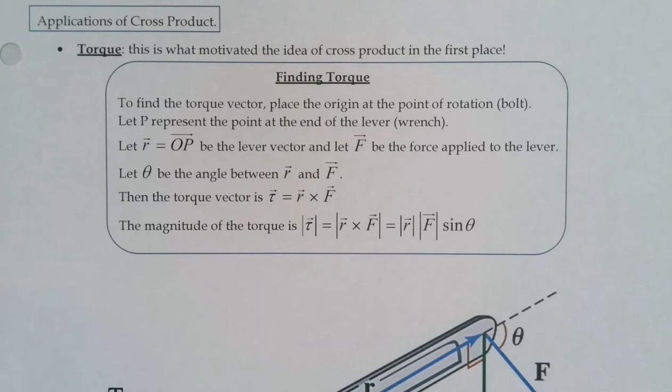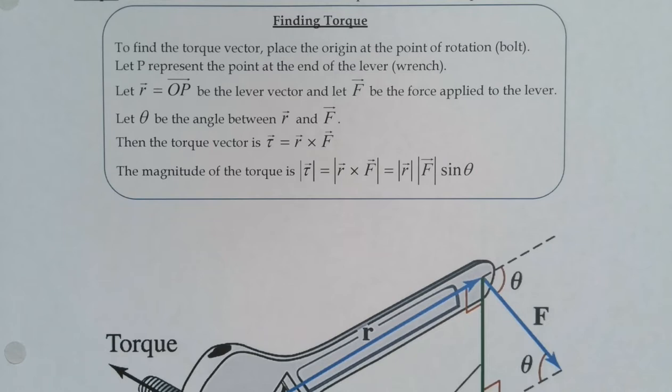Of course, the big application of cross products is torque, which is the idea that we use to motivate the cross product in the first place. To find the torque vector, because it is a vector, remember, down the bolt or up the bolt, we place the origin at the point of rotation, i.e. the bolt or the hinge. We let P represent the point at the end of the lever wrench that you're pushing on. Let r, the radius, be equal to the distance, or the vector, from the origin to point P.